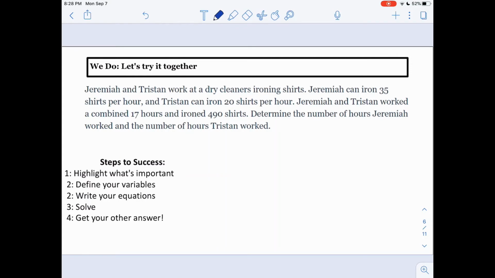Now we're going to do this one together. Your first step is to highlight what is important. Take 1 minute, pause the video, and highlight what's important.